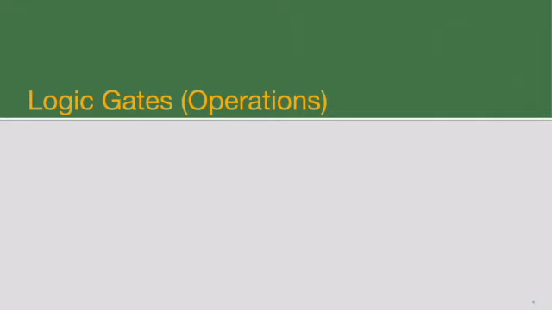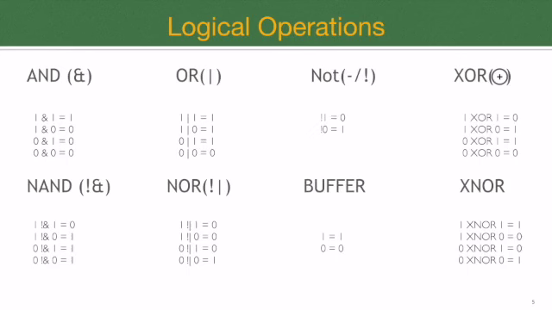So let's start with the logic gates or logic operations. In the last session, we talked of 4 logic operations, namely AND, OR, NOT, and exclusive OR. I explained the truth table of these 4 logic operations in the previous session. In this session, we are going to add 4 more logic operations, which are NAND, NOR, buffer, and exclusive NOR.